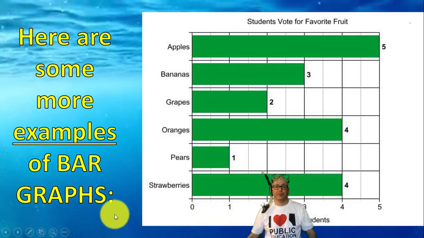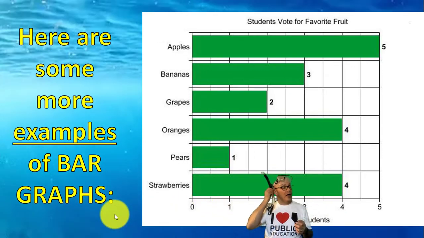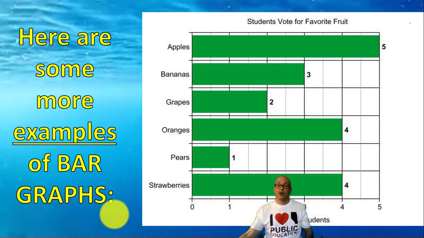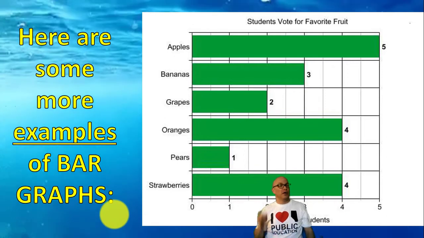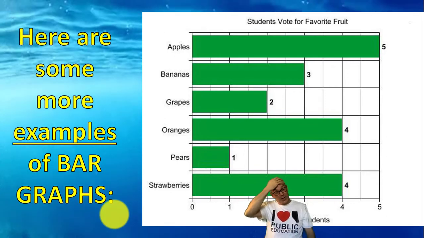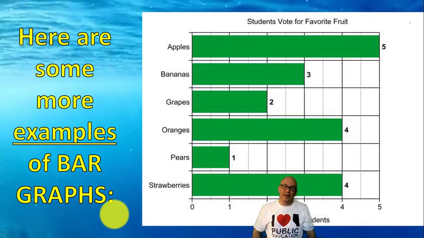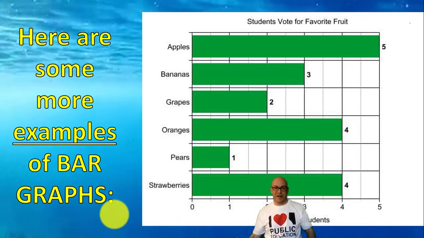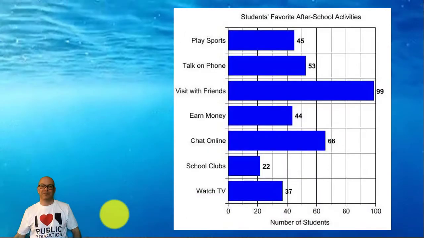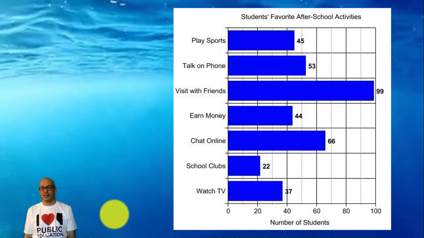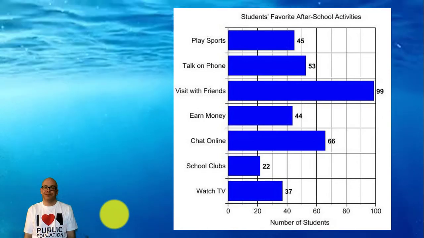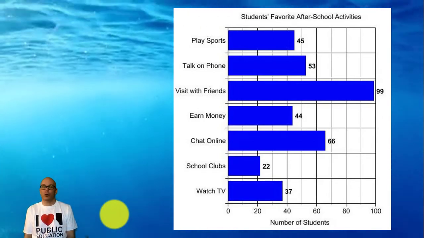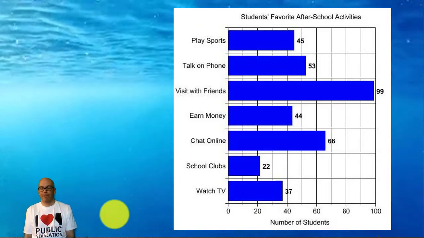Right? So you can look at a table, and a table might show you the data, but sometimes it's easier to understand the data when you look at a chart. I bet I have a big mark here from my last... what's this? What's the title? The title is Students' Favorite After School Activities.